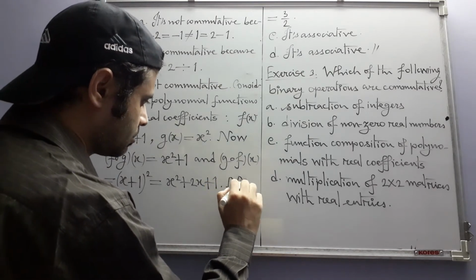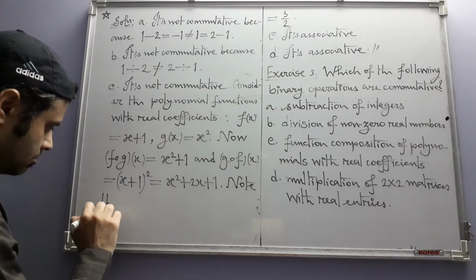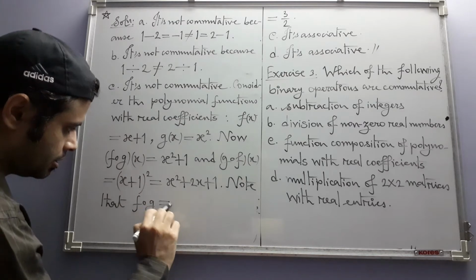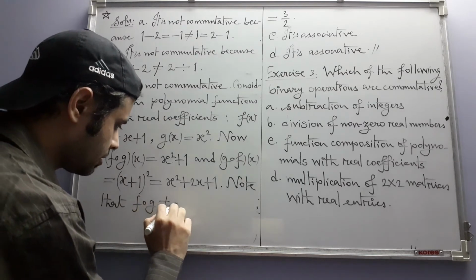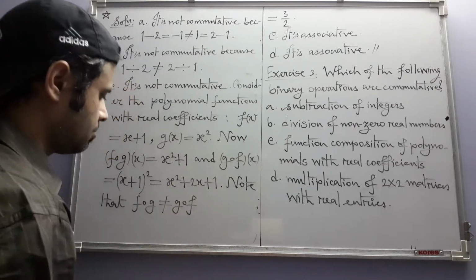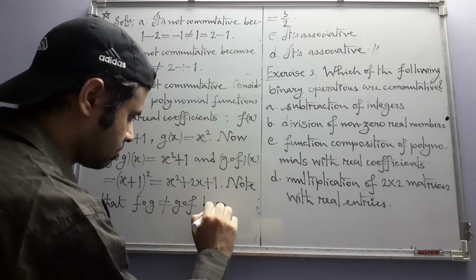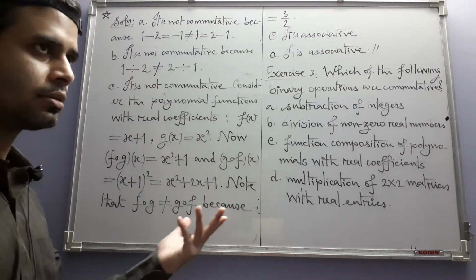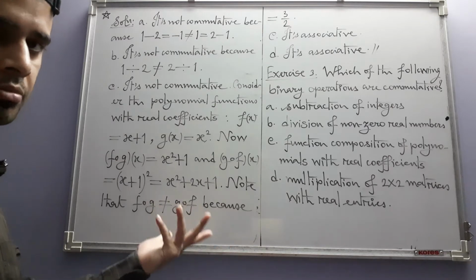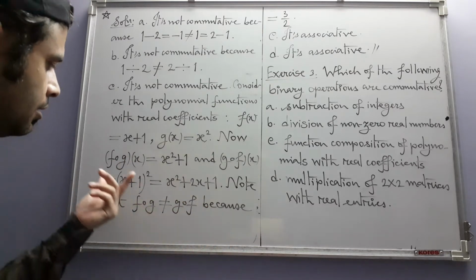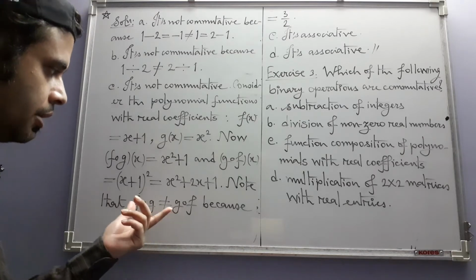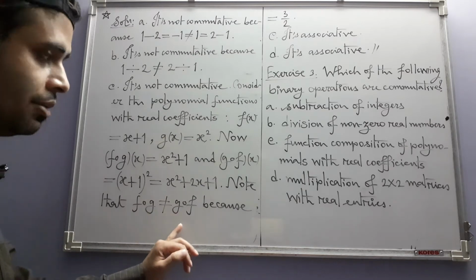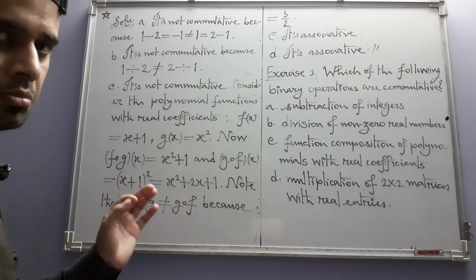Note that f composition g as a function is not equal to g composition f. When are two functions not equal? Of course, their domains and ranges may be different, but that is not the case here. Here the fact that they are not equal will be shown by showing that they have different images at some input.